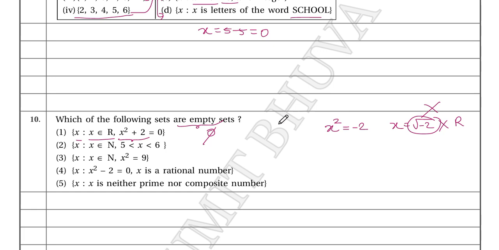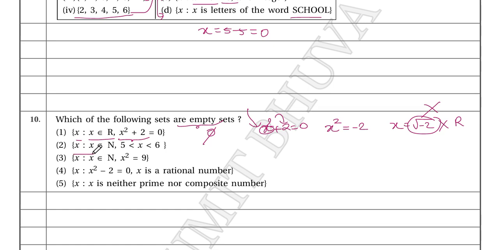It means there is no number which satisfies this equation. Can you imagine a number that, if you take the square and add 2, you will get 0? Never, not in the real numbers. So that's why it is empty.